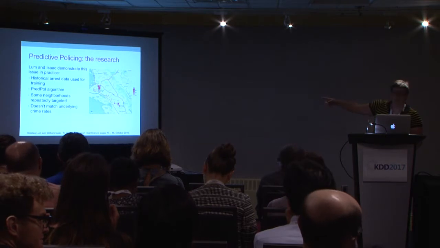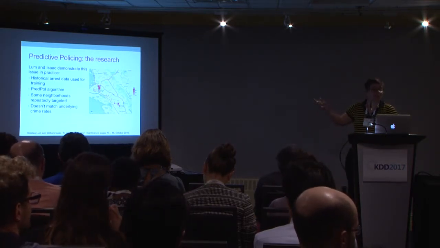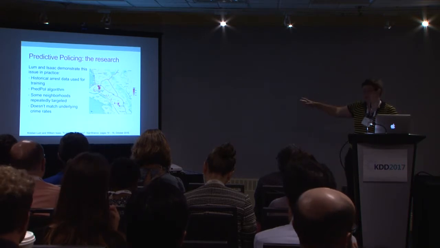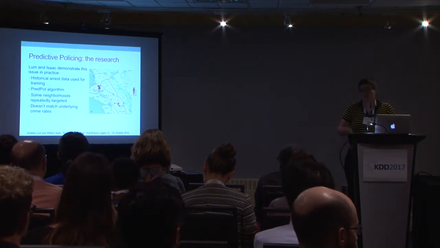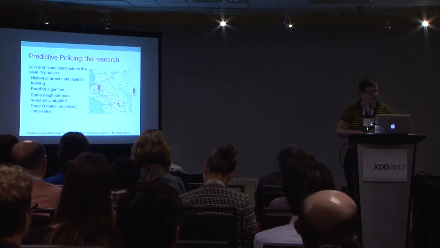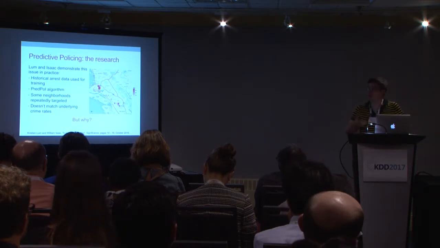So this did not match those underlying crime rates, right? And what's more, it was differential based on race. These neighborhoods that are being targeted are the minority neighborhoods in Oakland. So this seems bad. It seems to demonstrate the effect that we've been worrying about. And our question was, well, why? What is the mechanism that is causing this?